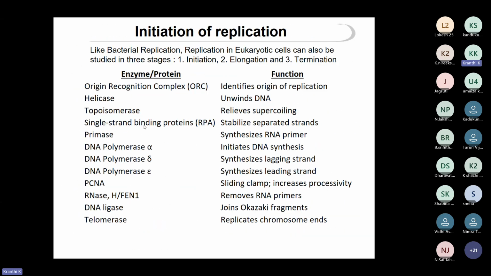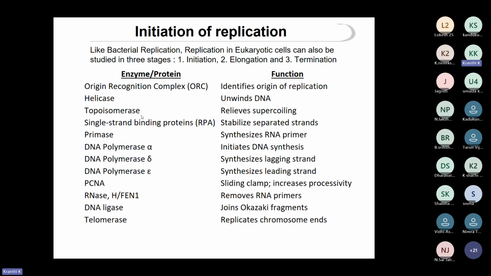In eukaryotes, there is a complex, the origin recognition complex. A complex means it contains some proteins and some other factors. That's called the ORC, the origin recognition complex. This origin recognition complex will recognize where the replication should happen, so it identifies the origin of replication. This is the difference. Then helicase unwinds the DNA, in both prokaryotes and eukaryotes. Then topoisomerase: what does it do? It releases the supercoiling.